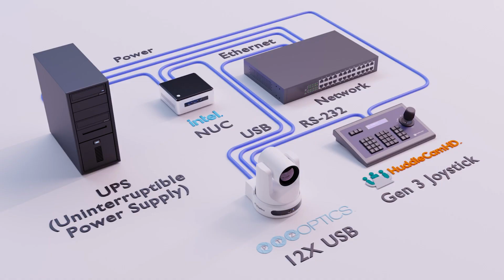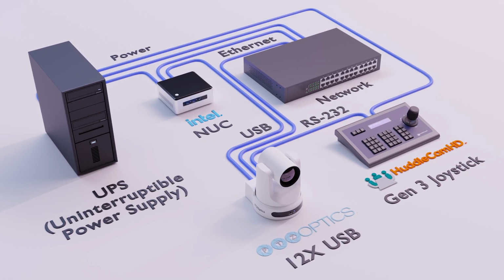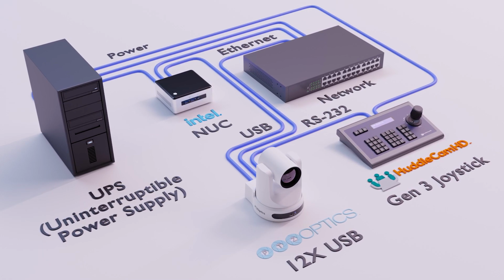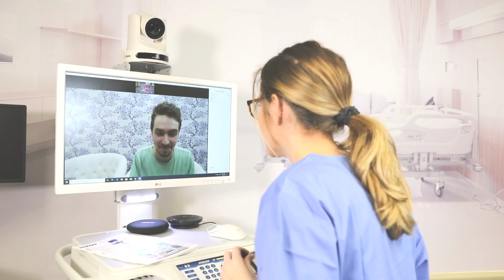For manual control of the camera, a HuddleCam HD Gen 3 joystick controller is connected for PTZ joystick control. This simple one-camera system is ideal for moving from one location to another to record a variety of video applications.